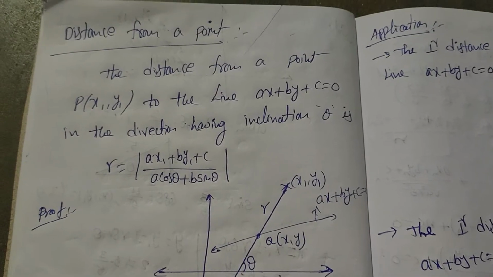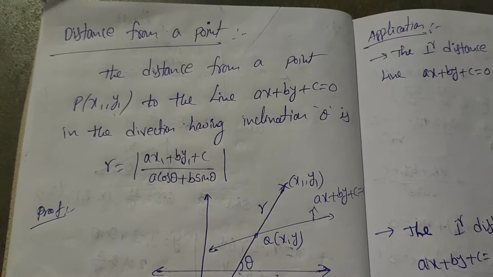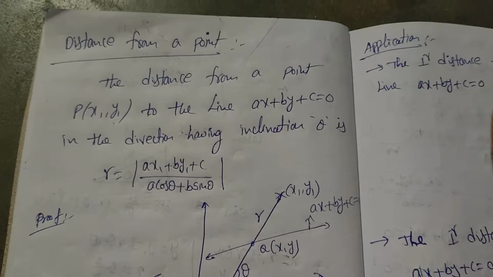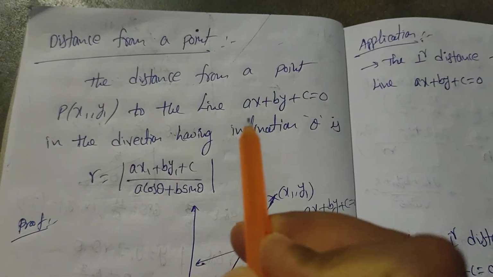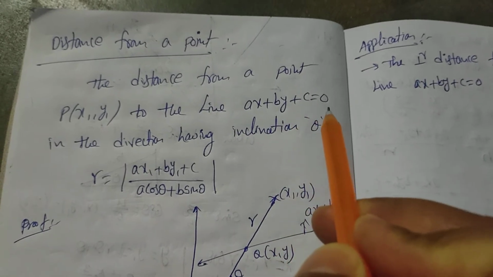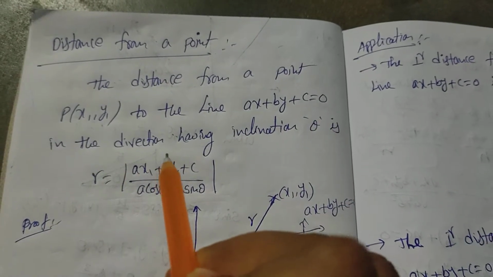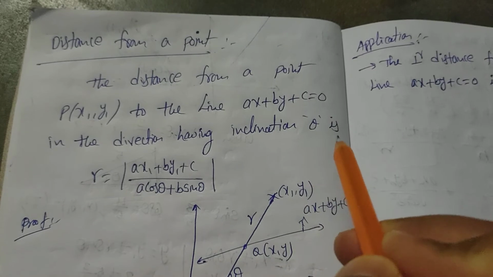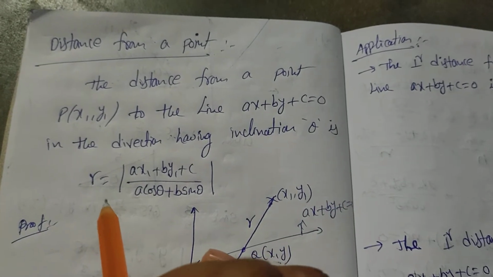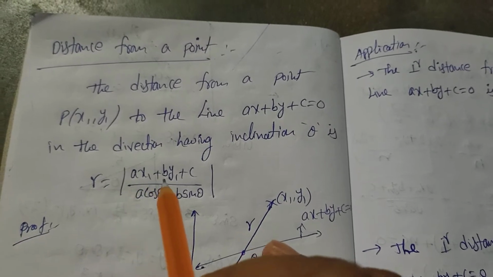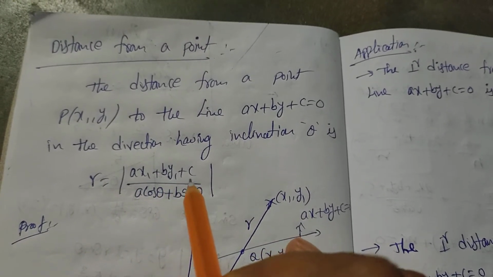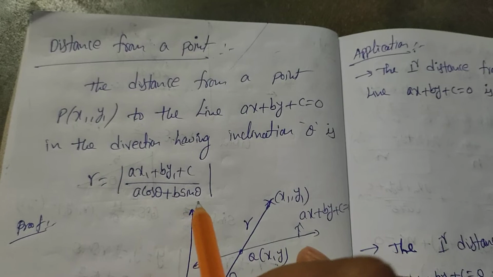Good morning, students. Our next concept is distance from a point to the straight line. Okay. So the distance from a point (x1, y1) to the line ax + by + c = 0 in the direction having inclination theta is r. Let us say the distance is r, which is equal to the modulus of (ax1 + by1 + c) by (a cos theta + b sin theta).